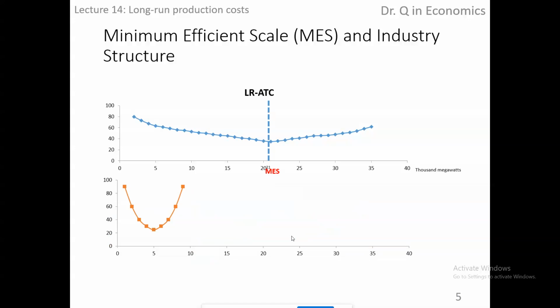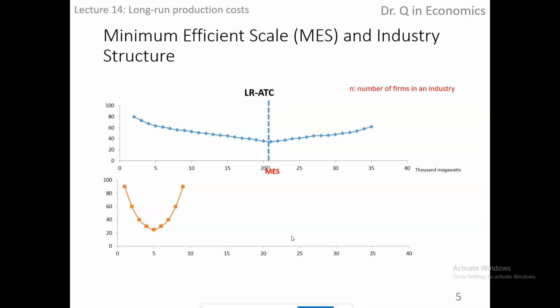Why is minimum efficient scale so important? Because it defines how many firms at most can survive in this industry, which is the first important component of industry structure. What's the meaning of industry structure? The short answer is how many firms can survive in this industry and how do the firms within interact with one another? Do they compete or collude? How many firms can survive?